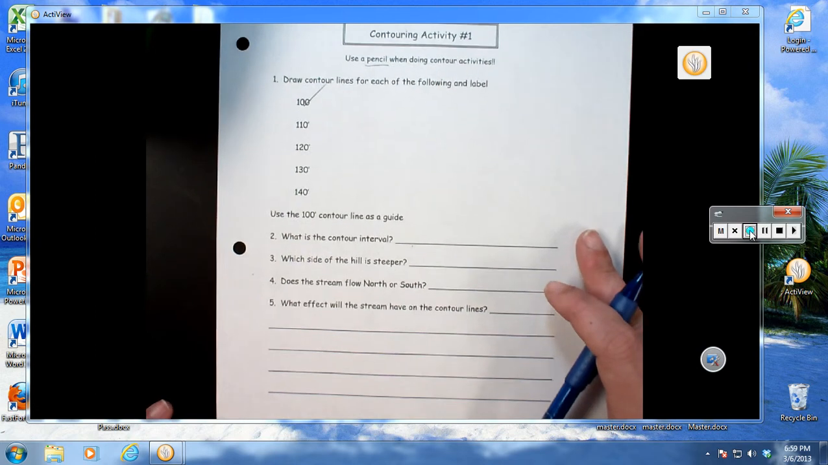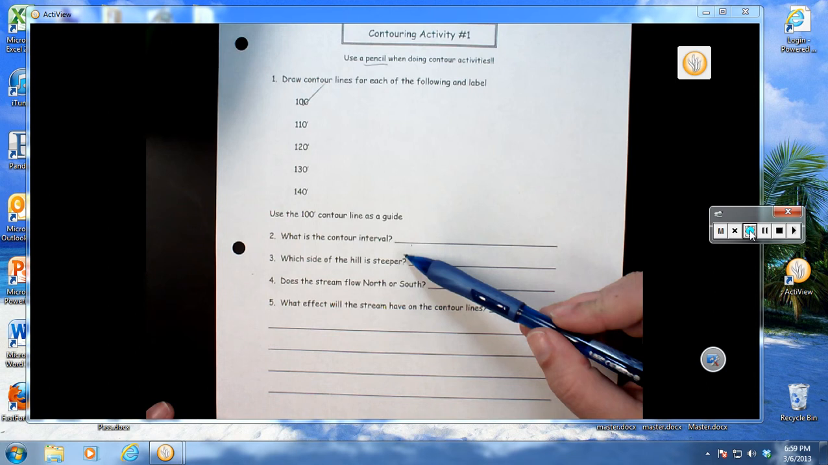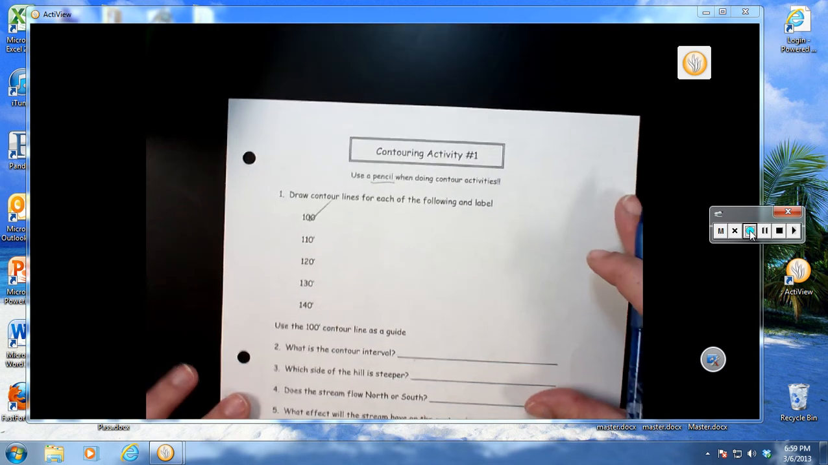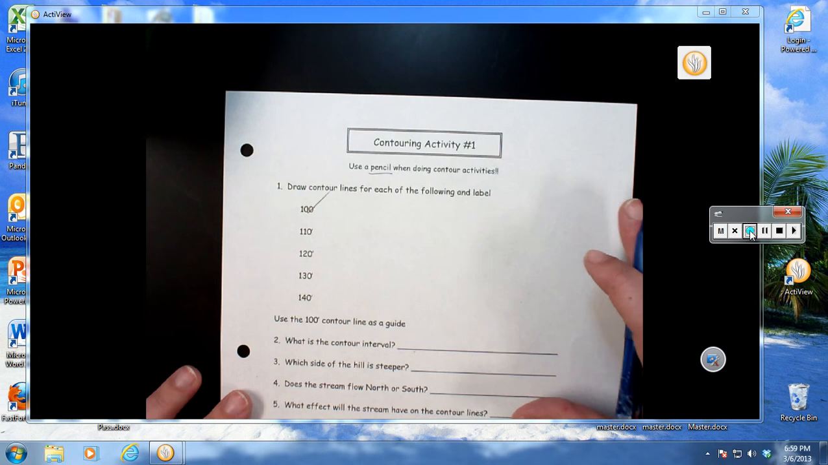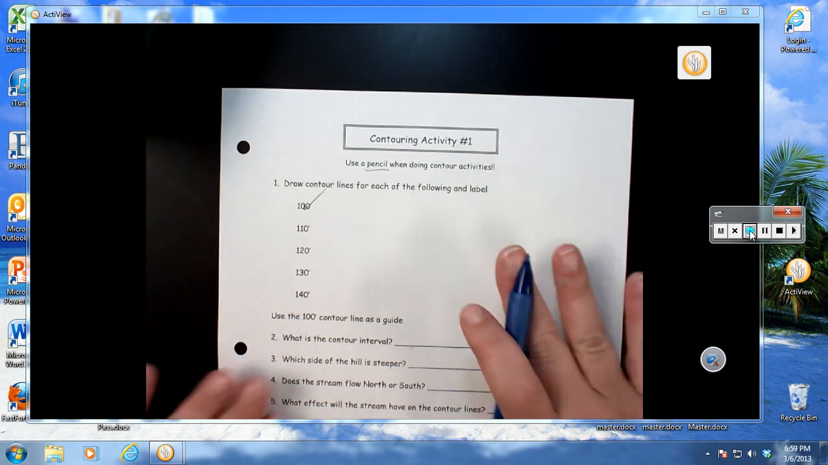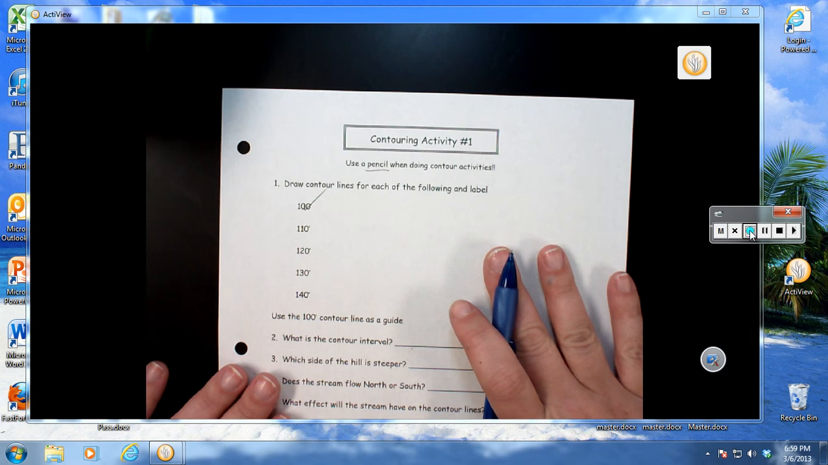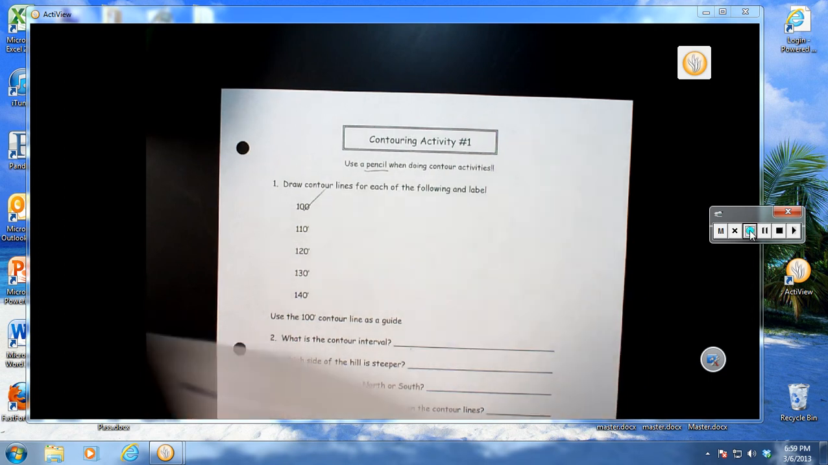Then once you've done that, you need to answer questions 2, 3, 4, and 5. When you're finished with this, then you need to move on to creating a profile activity. If you're in my 7th period class, this is what you need to get finished today, and if you get it done, go ahead and turn it into the tray.